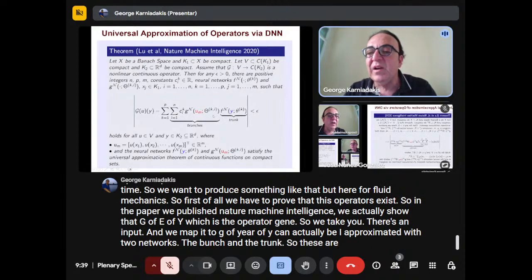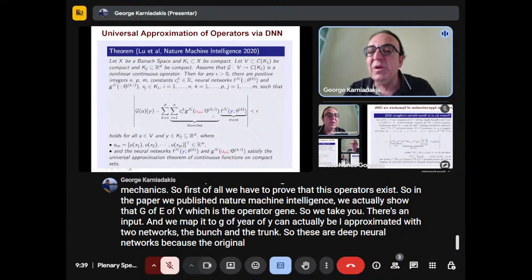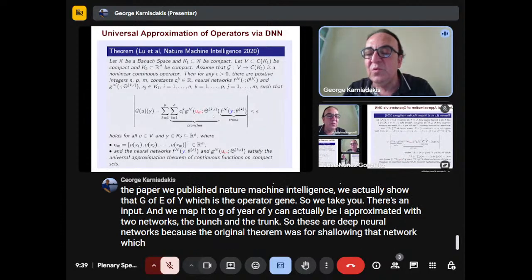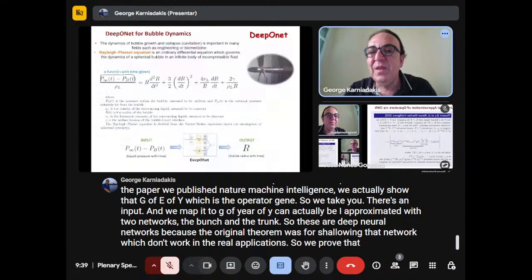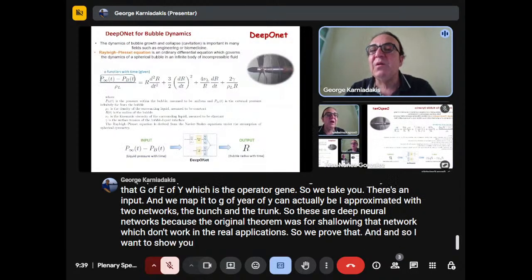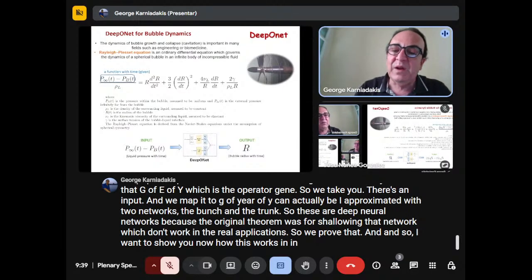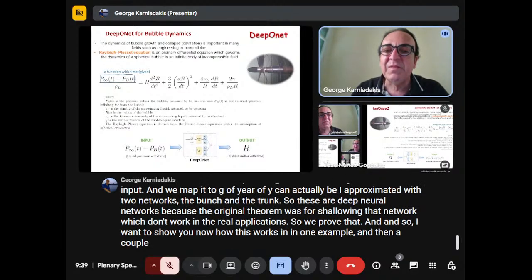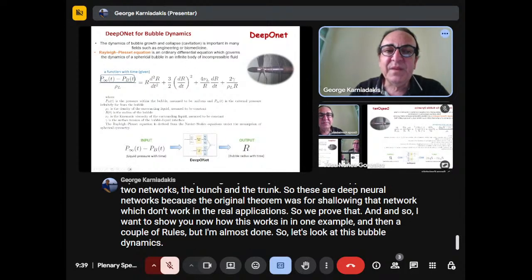So these are deep neural networks because the original theorem was for shallow networks, which don't work in real applications. So we proved that. And so I want to show you now how this works in one example, and then a couple of examples, but I'm almost done. So let's look at this bubble dynamics.